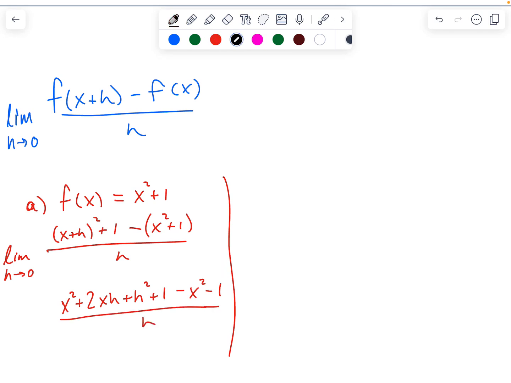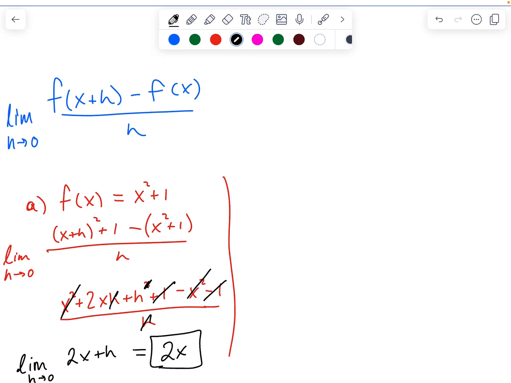And I can start canceling things out. My x squareds are gone, my 1's gone, cancel out an h. And what I end up with is the limit as h approaches 0 of 2x plus h. And if I plug in a 0 for h, I just get 2x.